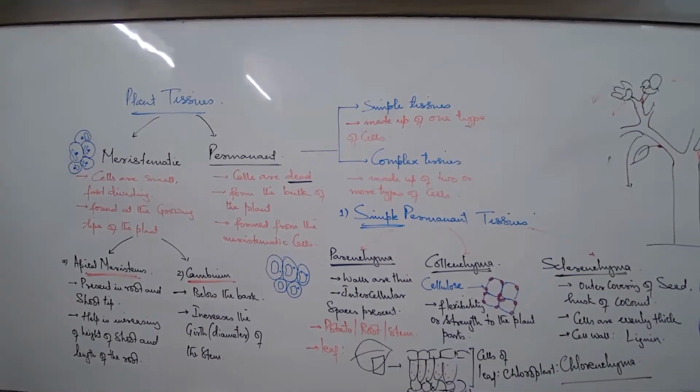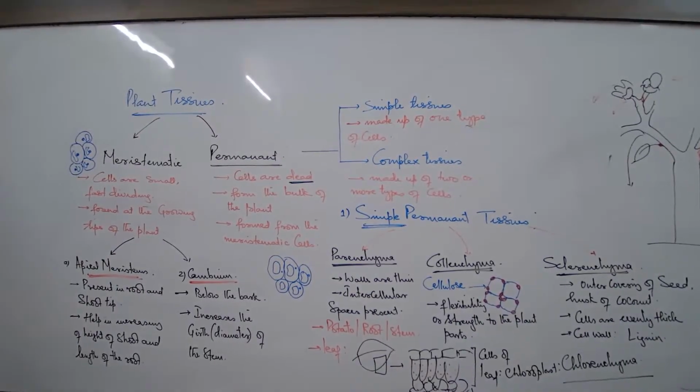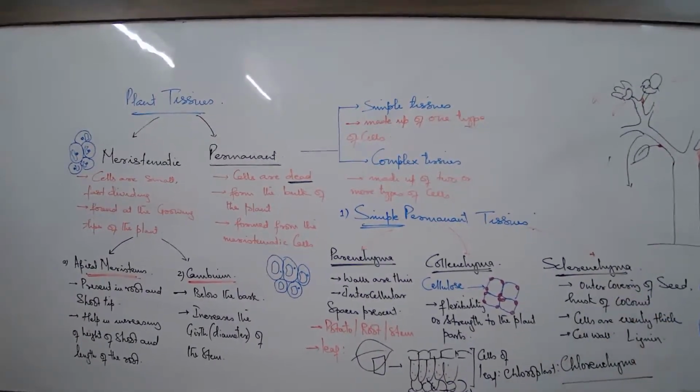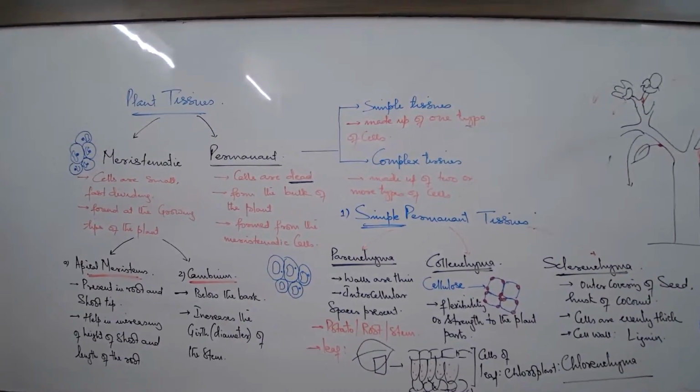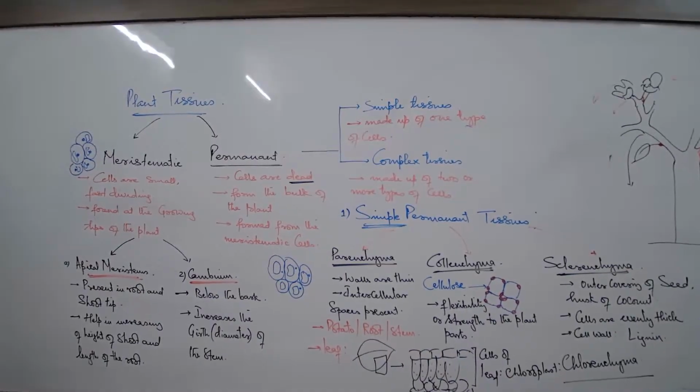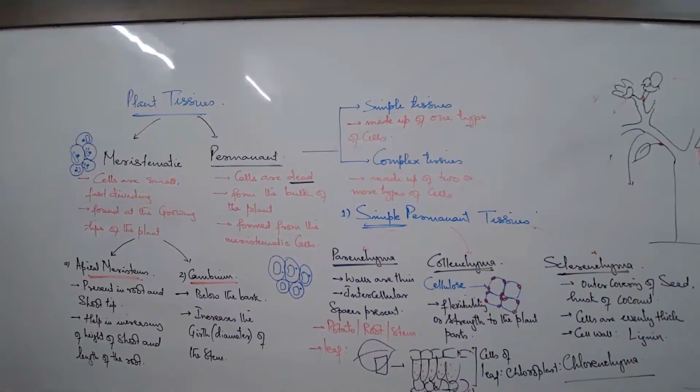The next class we are going to talk about the complex permanent tissues. Two more types we have to talk about. Take down this, complete this flowchart. Both of you, complete the flowchart. Done? Are you done? Completed?